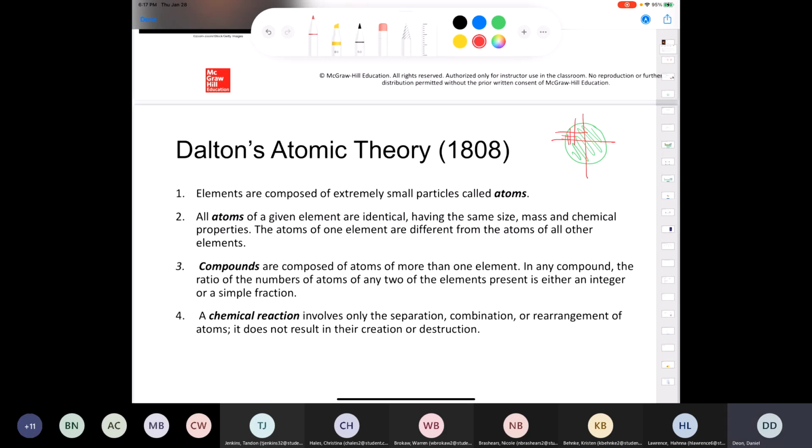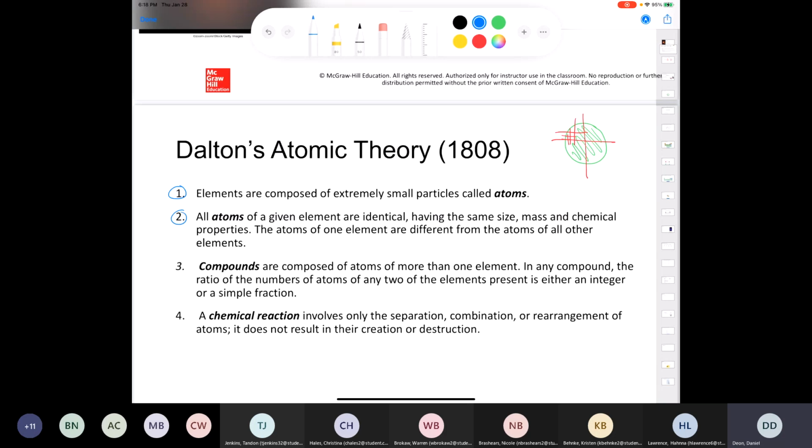But a long time later, way after the Greek philosophers had all been gone, an English school teacher named John Dalton came along and formulated a precise definition of indivisible building blocks that are called atoms. And Dalton's atomic theory is represented by these 4 points here. The first one is that elements are composed of these little particles that we call atoms, that are made up of electrons, protons, and neutrons.